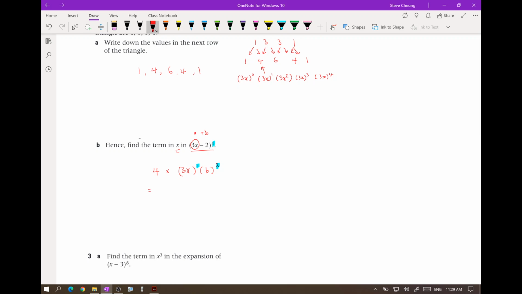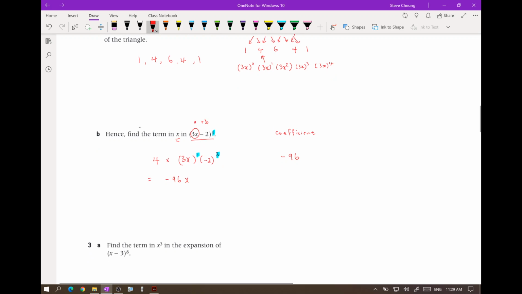So then if I put everything together, this will just be 12. Well, I shouldn't use b here. I should replace it with the proper number. So this will be 4 times 3 times negative 8, which is minus 96x. You should include the x because it says find the term in x. If it says find the coefficient, then go ahead and drop the x there.